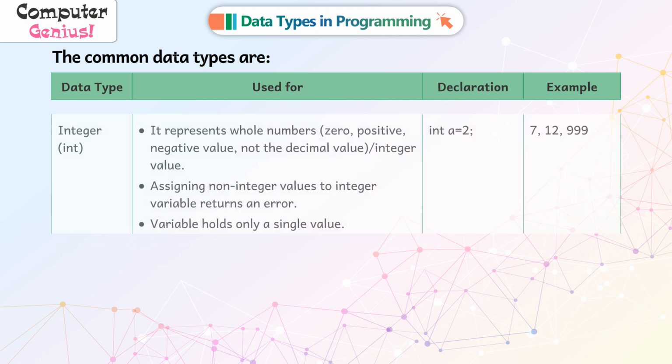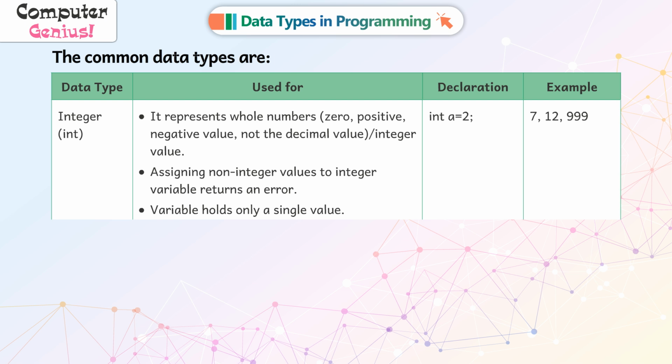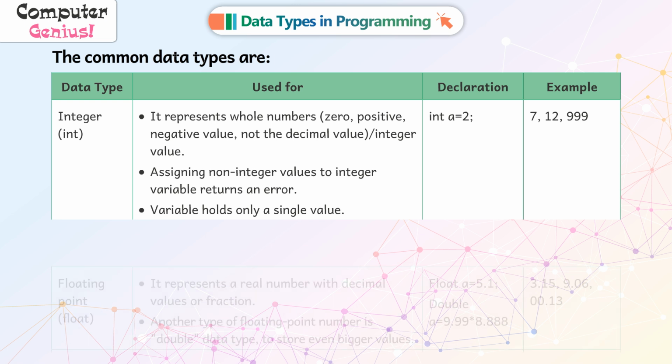Example: integer, int. It represents whole numbers: zero, positive, and negative values, not decimal values. Assigning non-integer values to an integer variable returns an error. A variable holds only a single value. Int a equals, for example, 7, 12, 999.